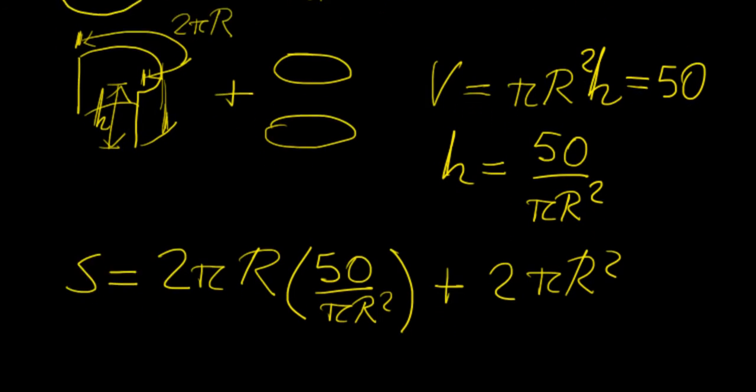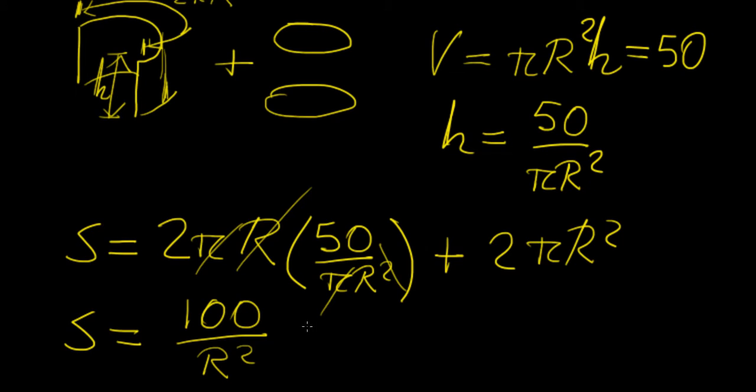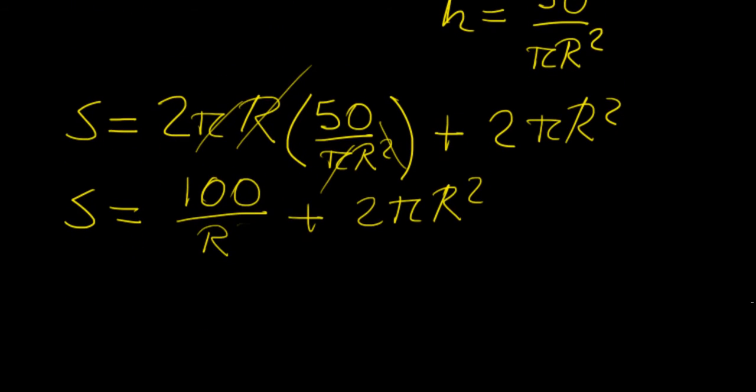So let's see what we have when we simplify this. Well, surface area is going to become equal. This pi and this pi are going to cancel out. This is going to cancel out with one of the r's, and 2 times 50 is 100. So this is going to be 100 over r squared plus 2 pi r squared. Actually, this should be just r, because one of the powers cancels with this r. So that's going to be our surface area equation.